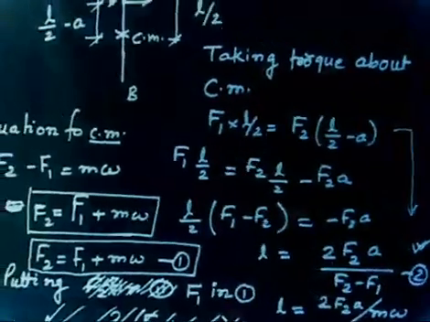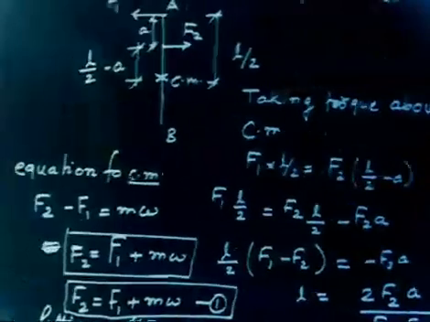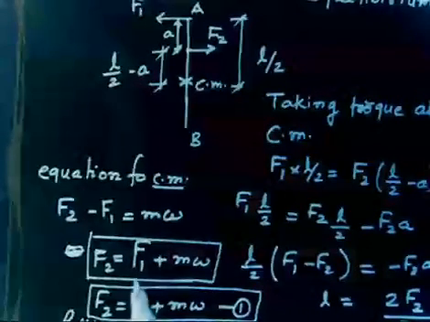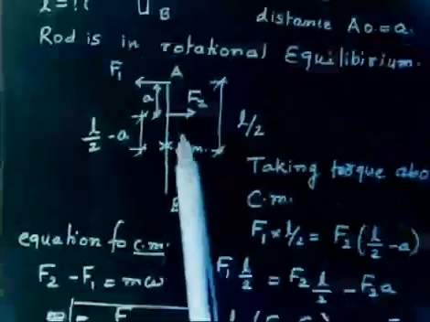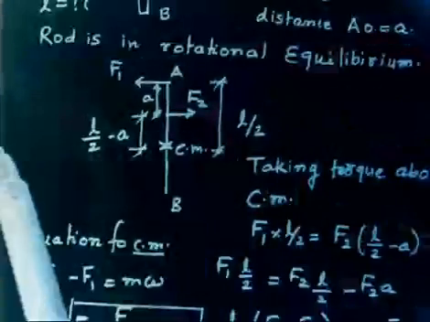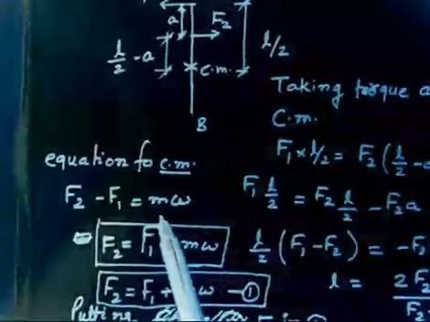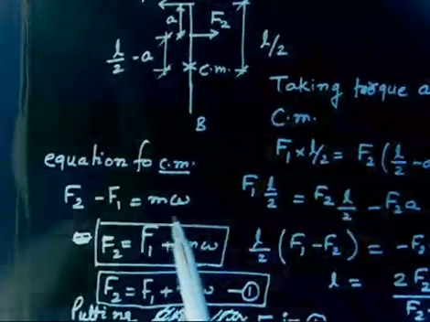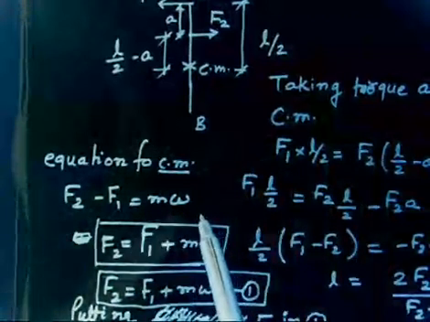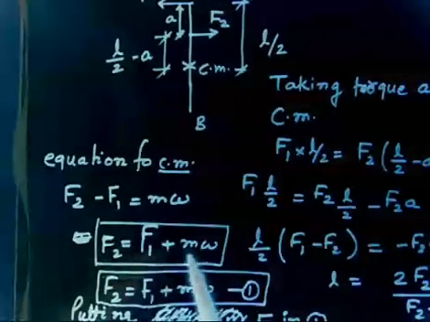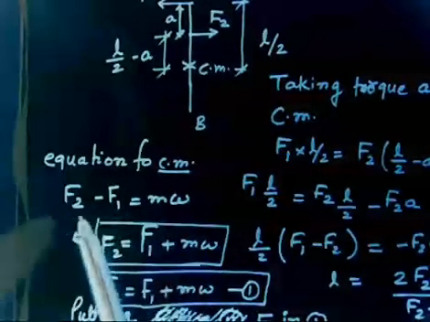So let us go to the translational equation. So if I write the equation of motion for center of mass, the total force in this direction, so this is my x direction, let us say F2 minus F1. So total force is F2 minus F1. So force is equal to mass into acceleration. So let us say acceleration in this direction is W. So m into W. So from here I can find F2 is nothing but F1 plus mW, or I can directly put this value of F2 minus F1 here.